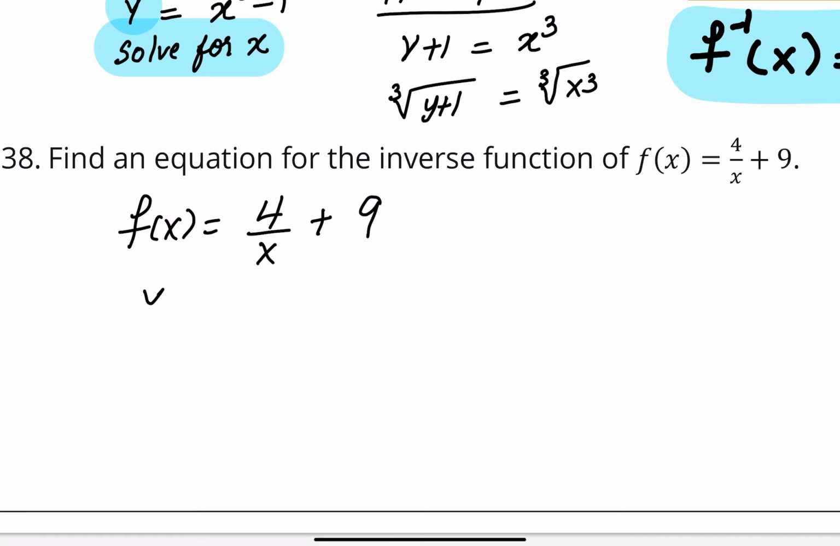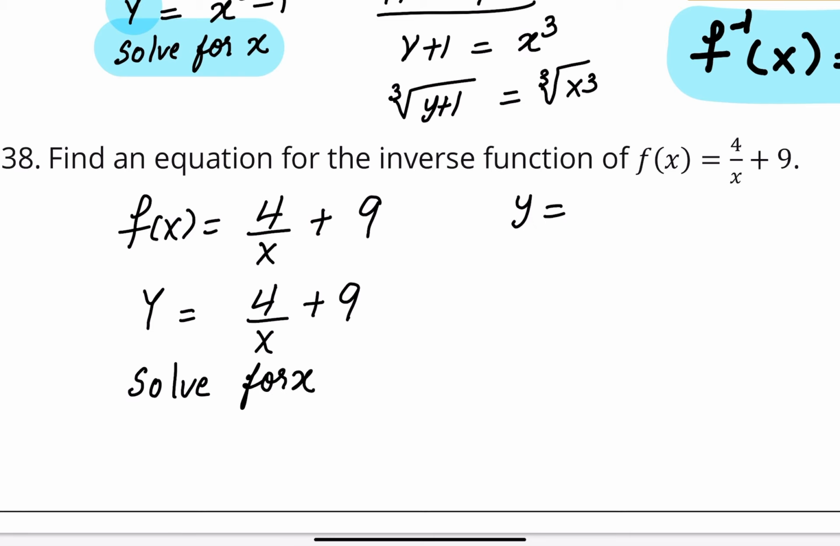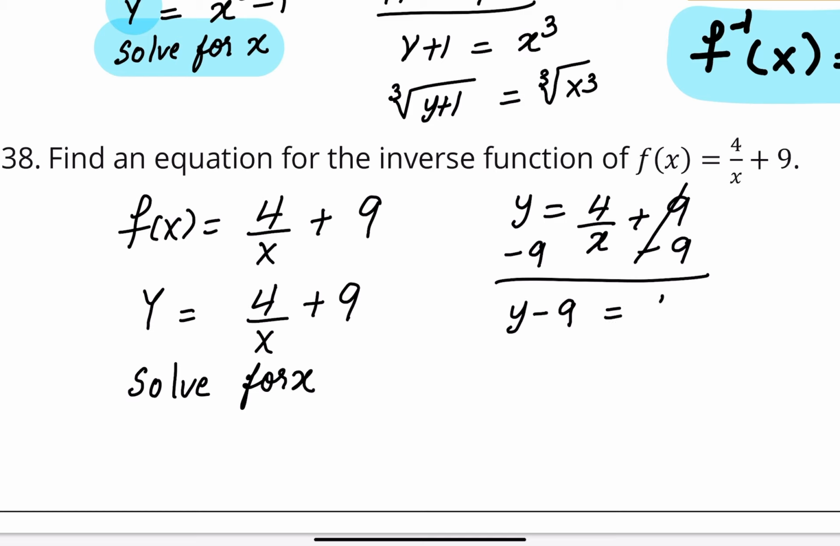Step 1, change my f of x to y. Step 2, solve for x. Let me rewrite this. Y is equal to 4 over x plus 9. I subtract 9 on both sides. What do I end up with? Y minus 9 is equal to 4 over x.